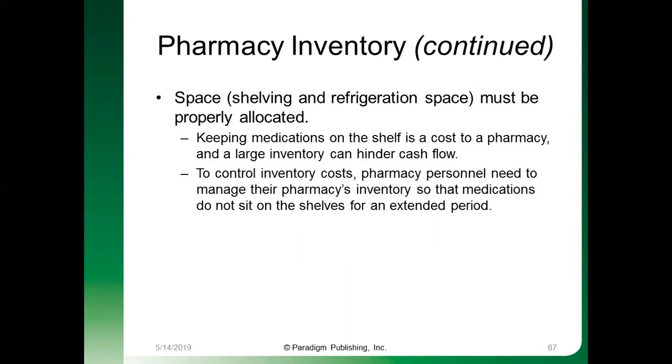Space. So shelving and refrigeration space must be properly allocated. Keeping medications on the shelf is a cost to a pharmacy, and a large inventory can hinder cash flow, like I was stating earlier. If you have too much inventory that's just sitting there, you're going to lose money because medications do expire. To control inventory costs, pharmacy personnel needs to manage their pharmacy inventory so that medications do not sit on the shelf for an extended period. So like I said, you have to pay attention to how fast that medication is moving, how much time that medication is sitting on the shelf.